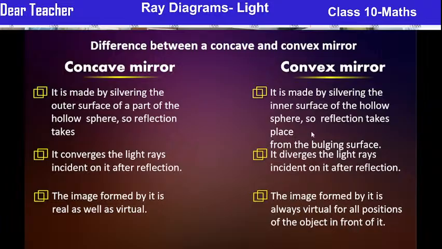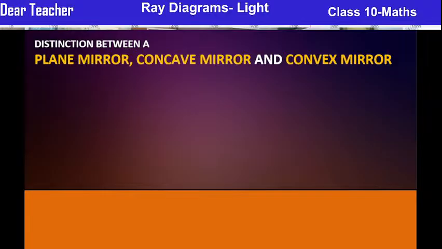So wherever you keep the object in front of the convex mirror, the image formed is always virtual. That means the image is always formed behind the mirror. So these are the differences between convex mirror and concave mirror. Now let us have the differences between plane mirror, concave mirror and convex mirror.